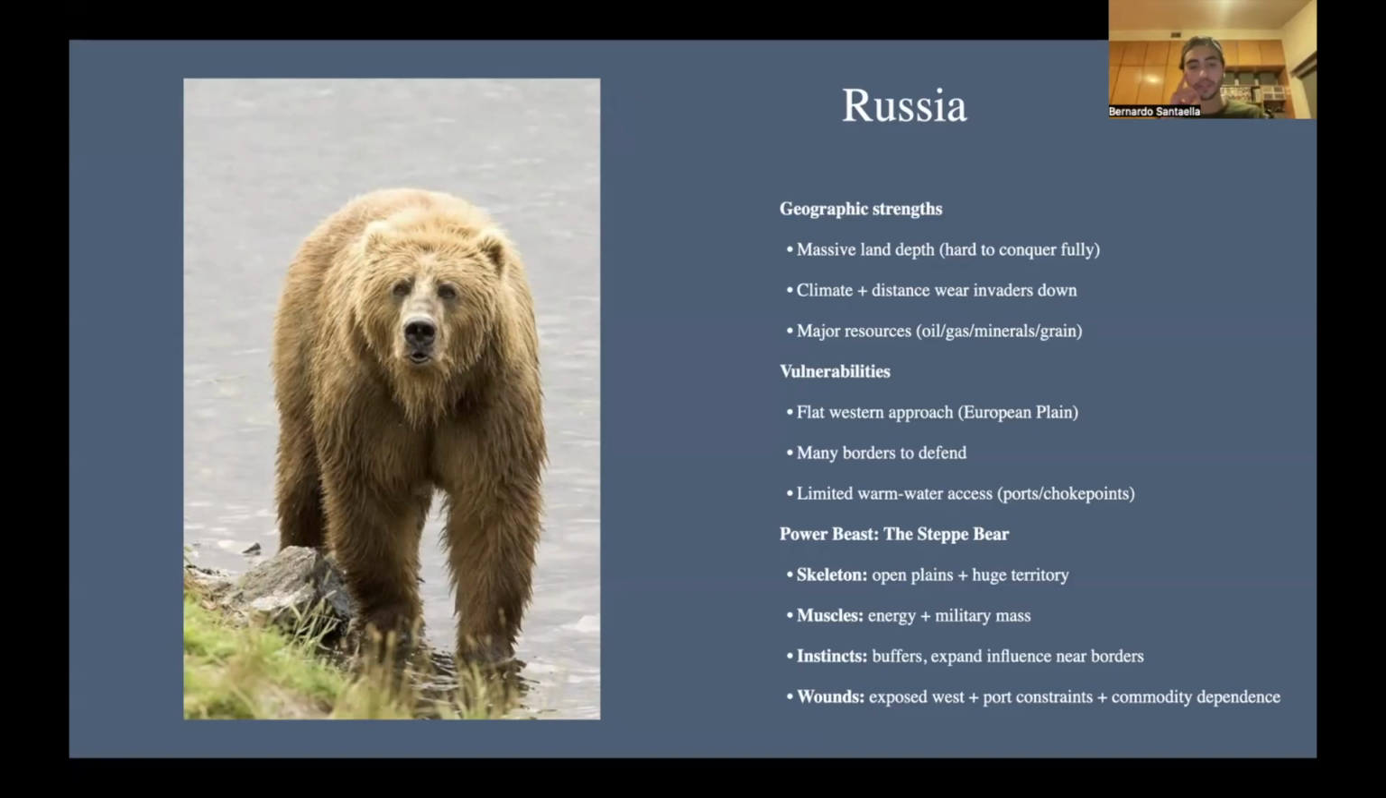Skeleton: a giant landmass with harsh climates, but an exposed western approach. Huge territory gives strategic depth, distance, and winter exhausts enemies. Massive resources like oil, gas, and minerals. Weaknesses: the size makes control and logistics hard. Long internal distances are expensive.